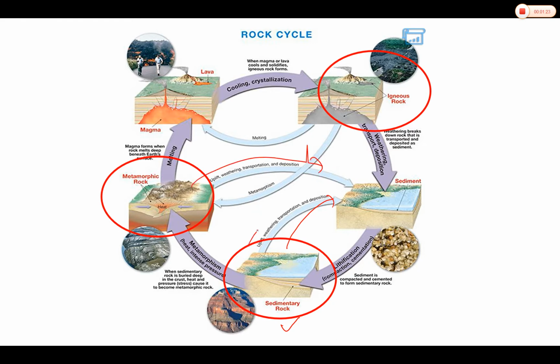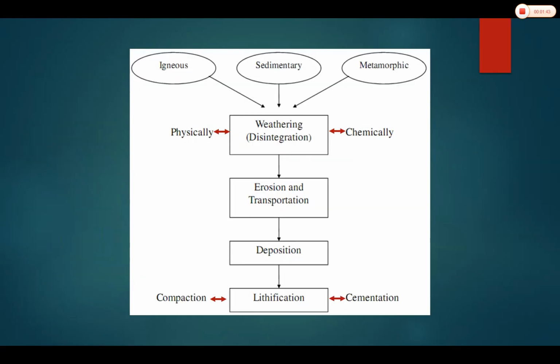Okay, if you look at this arrow, all the three types of rock are possible to undergo all the processes to become a sedimentary rock. Basically the igneous rock, sedimentary rock and metamorphic rock will undergo the weathering process or disintegrations, physically or chemically, and then proceed with the erosion and transportations. After that, the depositions, and finally the rock will undergo the lithifications that consist of the compactions and cementations. Okay, we will go into detail for each of them.